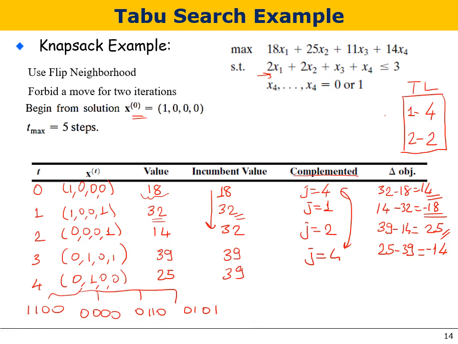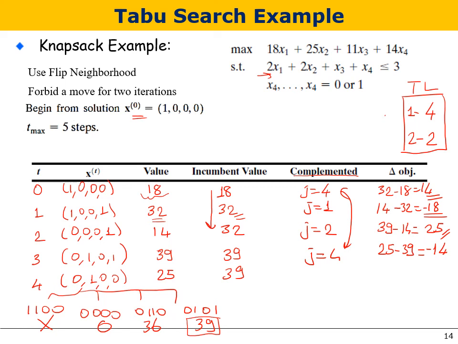Okay, the first one is infeasible if you check the constraint. The second one is feasible with an objective function value of 0. The third one is infeasible. The third one is feasible with an objective function value of 36. And the fourth one is feasible with an objective function value of 39. Okay, so among these, this has the highest value, but when you look at the Tabu list, you see that this fourth variable is in the Tabu list.